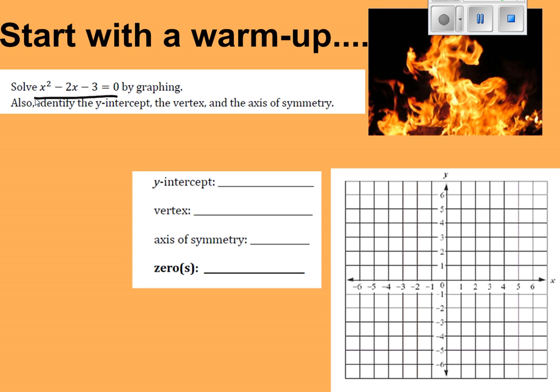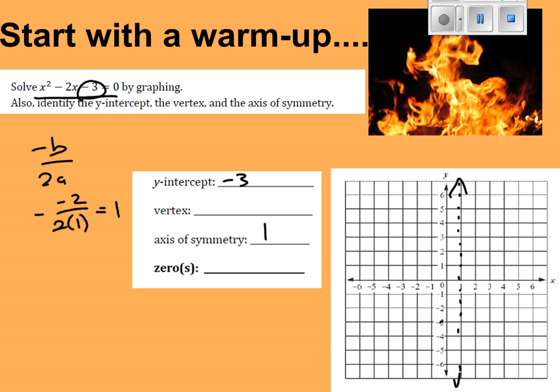Well, the y-intercept is easy. The y-intercept is just what's on the end here, the constant. Vertex, axis of symmetry, so that's going to be negative b over 2 times a. So that'll be negative 2 over 2 times 1. So that's going to be positive 1. So my axis of symmetry is going to be at positive 1. So it's going to be right there.